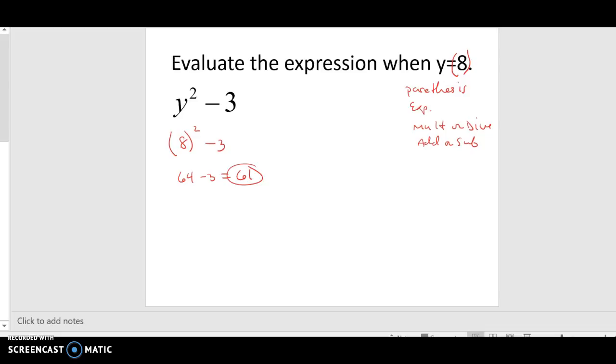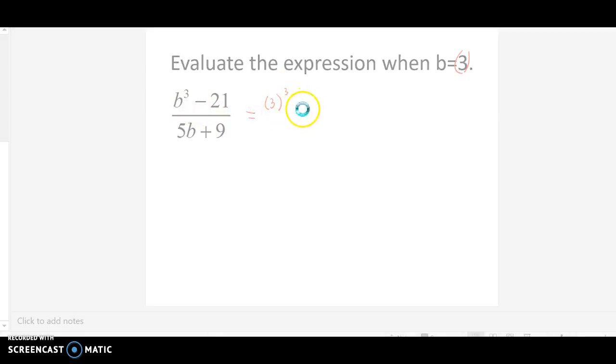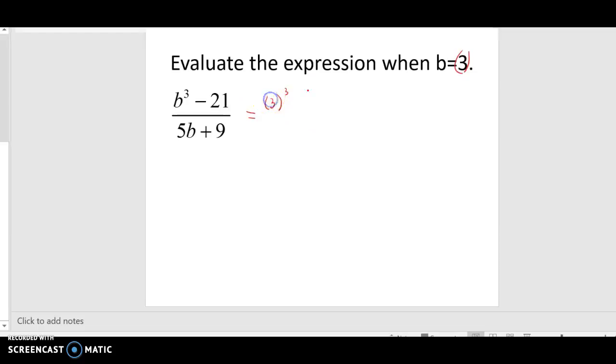Okay, let's do a couple others. Now here, b is 3. Put that in parentheses. So b to the third, we're going to do 3 to the third, minus 21, all over 5 times 3 plus 9. Now what you have to understand here is we're going to simplify the numerator independently, simplify the denominator independently, and then once we're done with that, we will reduce.